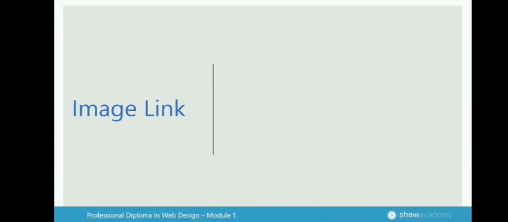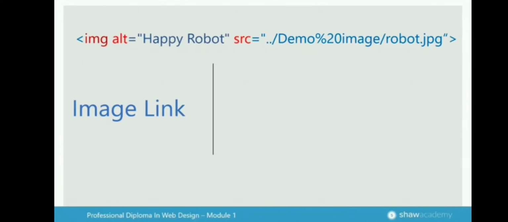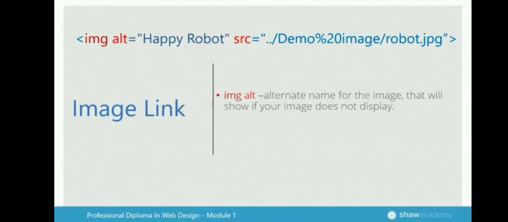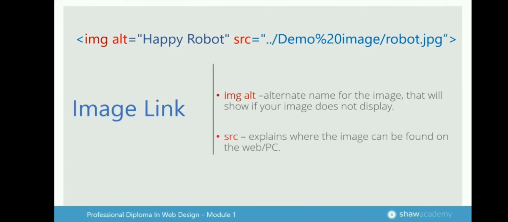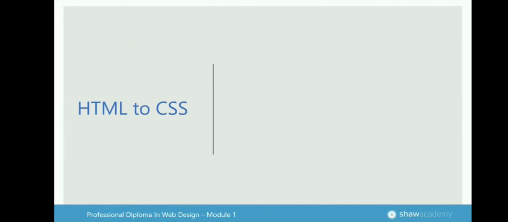Okay, so some of you may be intimidated by some of the links that we used, but I'm quickly just going to explain some of the key concepts to you again. So within the image link, we've got img alt, and this is the alternate name for the image that will show if your image does not display. Then we have src, and that explains where the image can be found on your website or your personal computer.